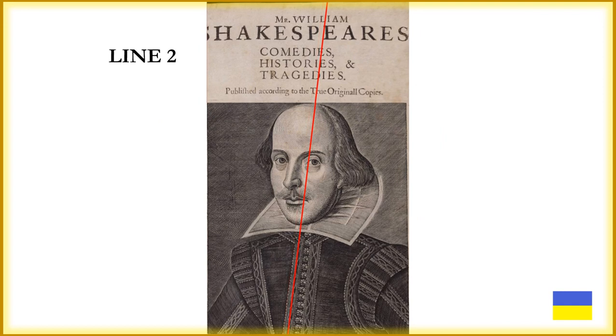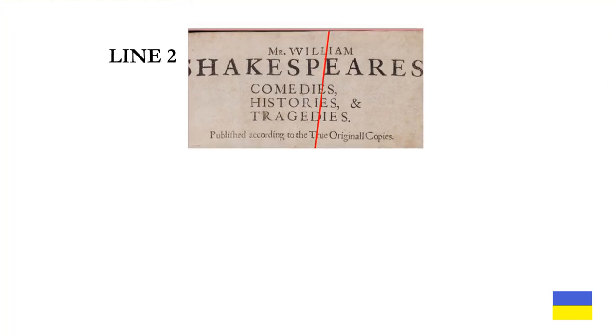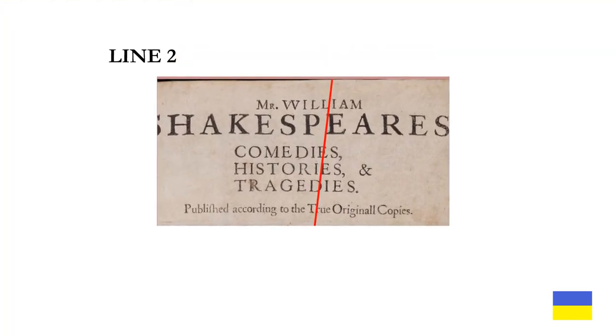Line 2. This line goes straight between the two L's, or the L and the I in William, pardon me, clips the second E in Shakespeare's, goes straight through the E in comedies, goes between the I and the E in the histories following the left-hand upright of the E, clips the D in tragedies, and goes straight through the lowercase r in true.